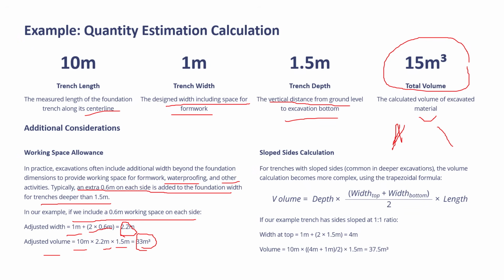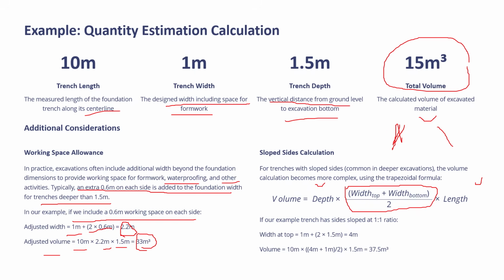Then here we use a trapezoidal formula. For that, volume is calculated length and width. For length and depth there will not be any difference. The difference will be in width at the top and width at the bottom, and you take the average of both, width at the top plus width at the bottom divided by 2. That will give you the average width.